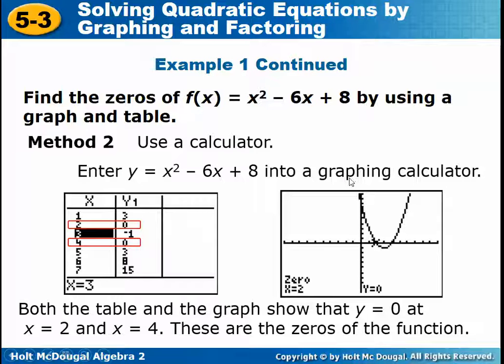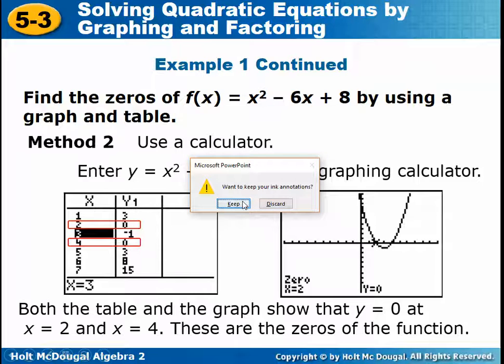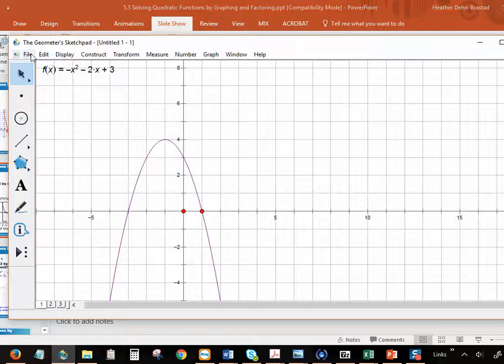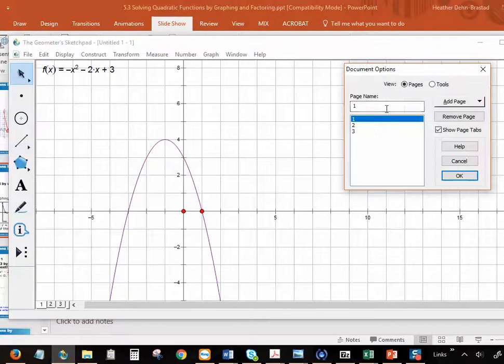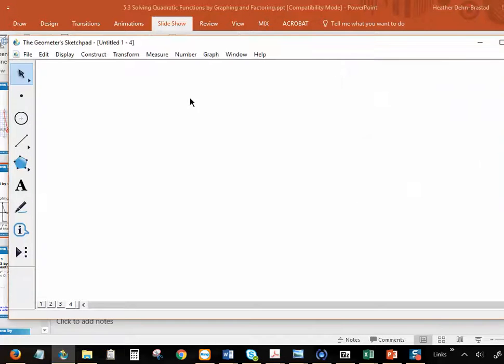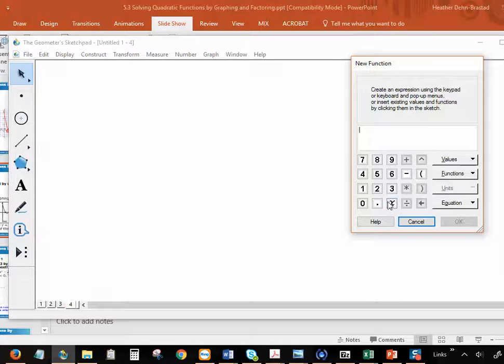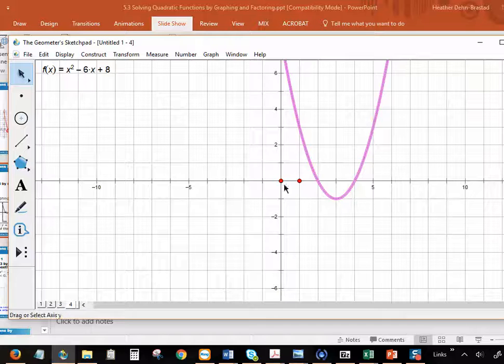So we have x squared minus 6x plus 8. I'm going to add another page here and graph that. So here's how you would graph that. It was y, or f of x, equals x squared minus 6x plus 8. And here's our graph.